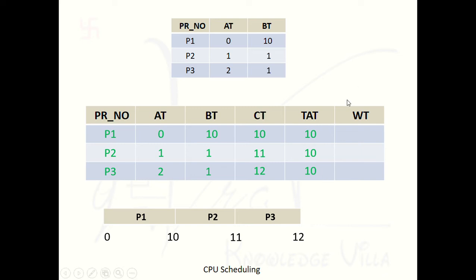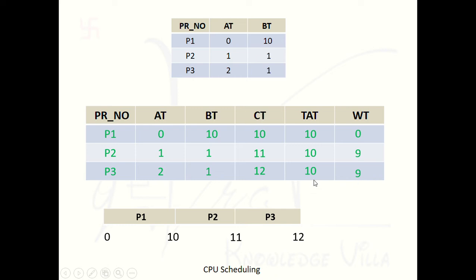For the waiting time, we find it by the equation turnaround time minus burst time. So 10 minus 10 is equal to 0, 10 minus 1 is equal to 9, and 10 minus 1 is equal to 9. So here we are getting the values of waiting time for all three processes.